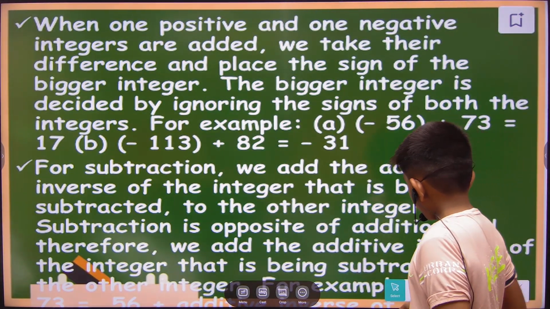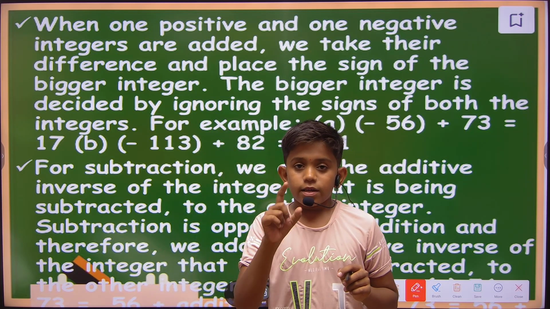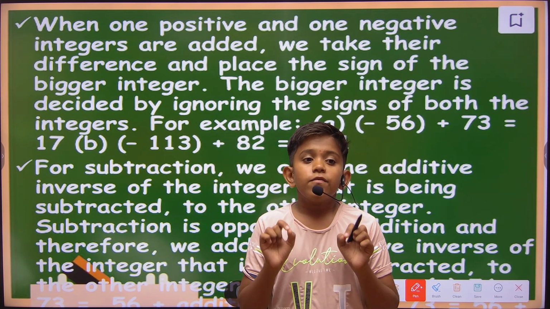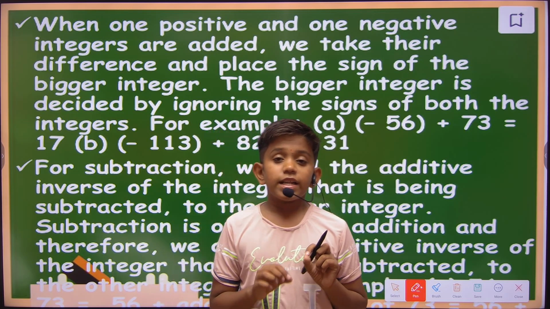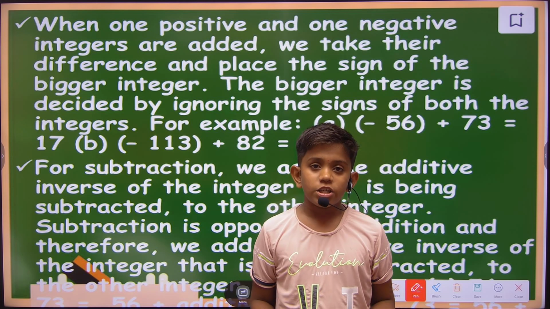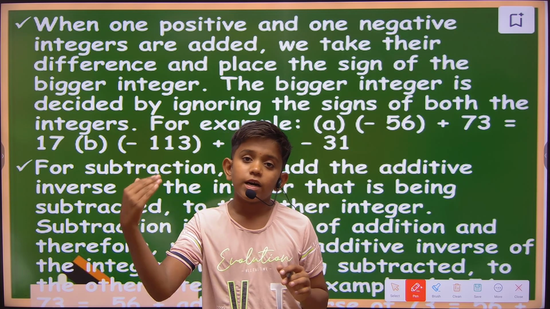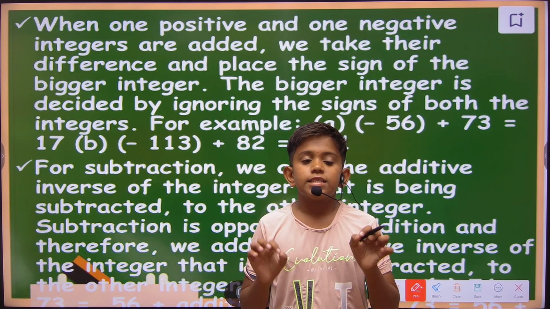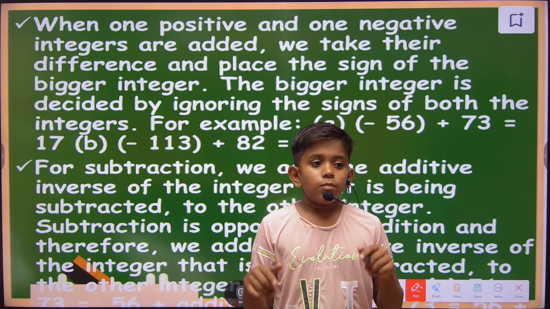Next, when a positive integer and a negative integer, means plus and minus, are added, we take their difference and place the sign of the bigger integer, means the integer which has the bigger absolute value. The bigger integer is decided by ignoring the signs of both the integers.